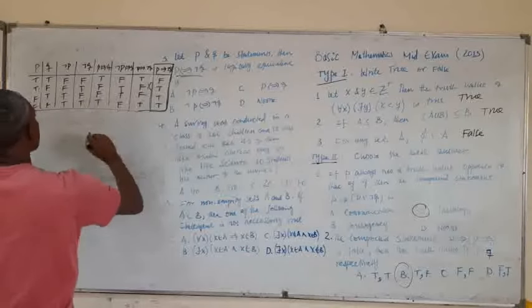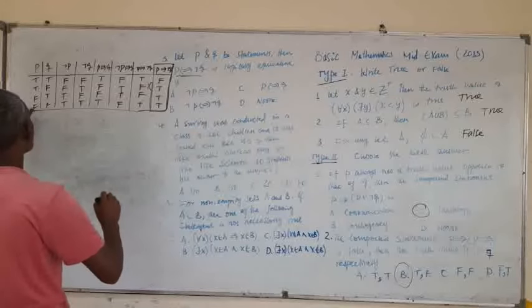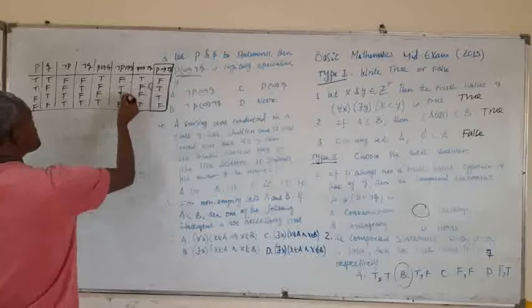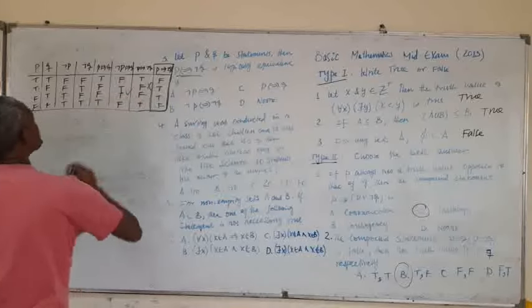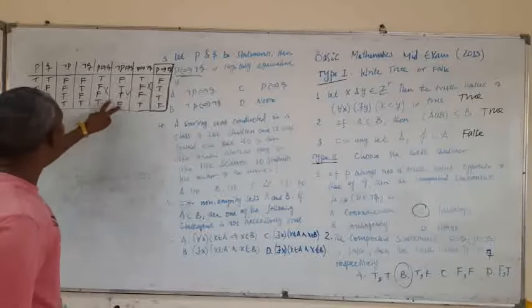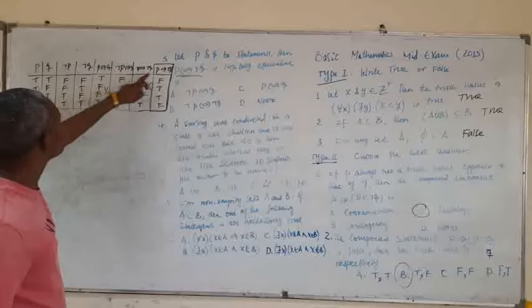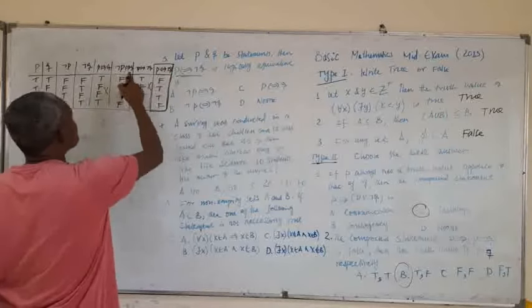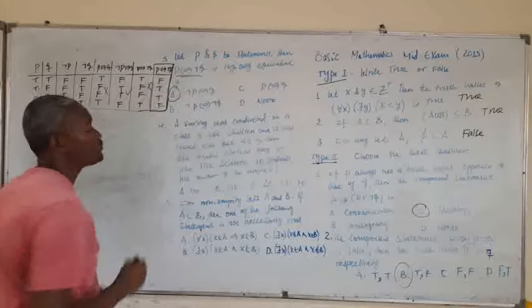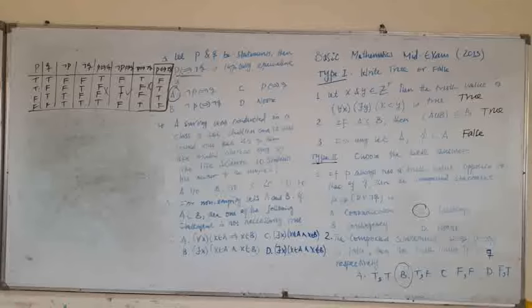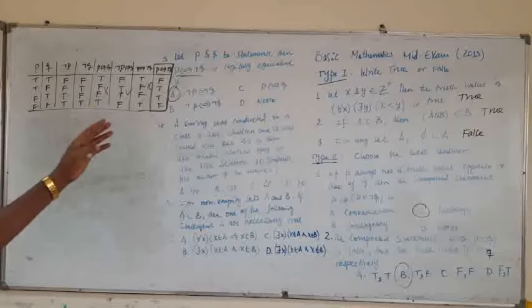This one is false implies true, which is false. You can see false, true, true, false. This one is right. And the last one, true, false, false, true. This one is not. Therefore, the correct solution for P implies negation of Q is negation of P implies Q, which is the first choice. A is the logically equivalent statement for P implies negation of Q.